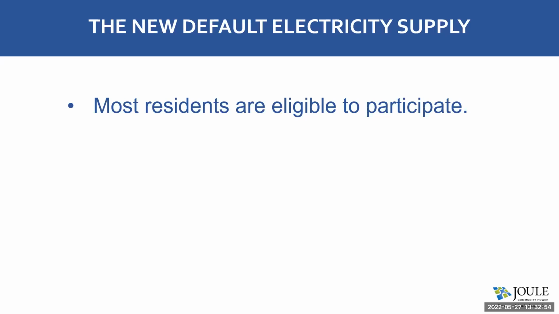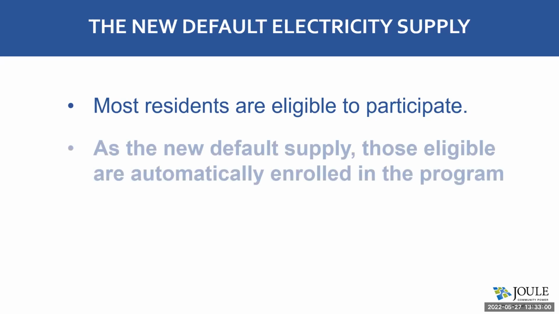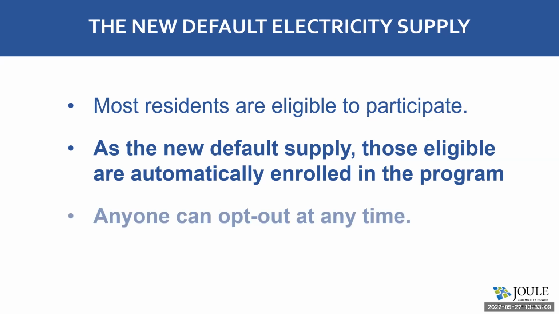As the new default electricity supply, most residents and small businesses are eligible to participate. As the new default, those who are eligible are automatically enrolled into the program, just like you were into the utility's default. It's important to note, however, that anyone can opt out at any time. This is simply another option that residents have when purchasing electricity.